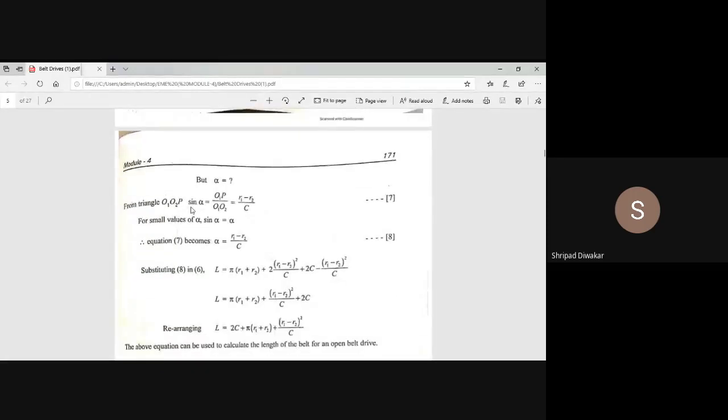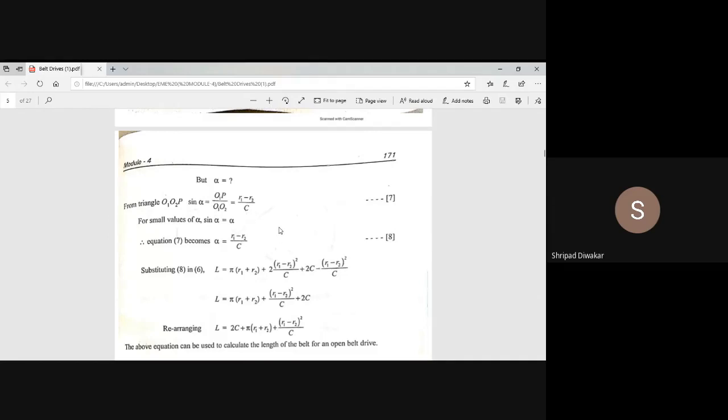So the same thing is mentioned in equation number 7. Triangle O1, O2, P: sine alpha is (R1 minus R2) divided by C. You remember that in the case of belt drive, the angle of contact is very small, not too much. So instead of writing sine alpha, we just write alpha, for smaller values, not for bigger values. Alpha equals (R1 minus R2) divided by C.